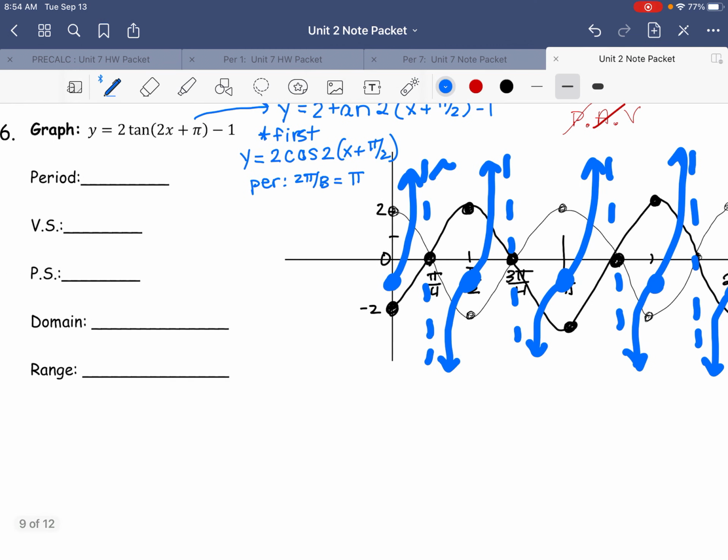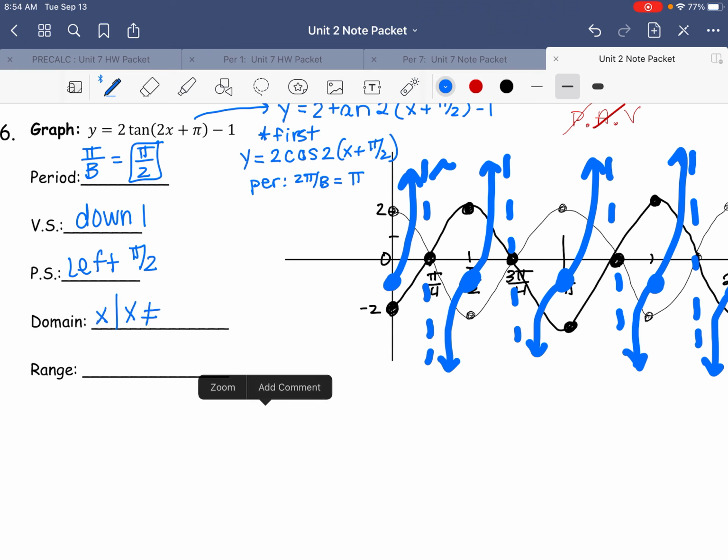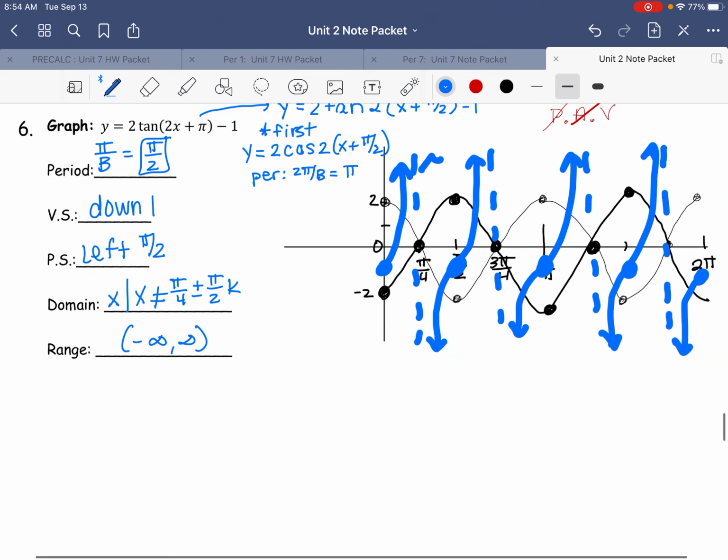Let's label in our period and all this stuff. So the period is pi over b. So in this case, it is pi over 2. My vertical shift is down 1. My phase shift is to the left, pi over 2. Try your domain. And my range is negative infinity to infinity.